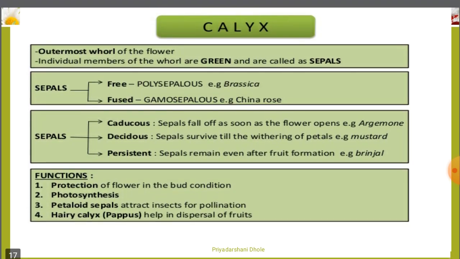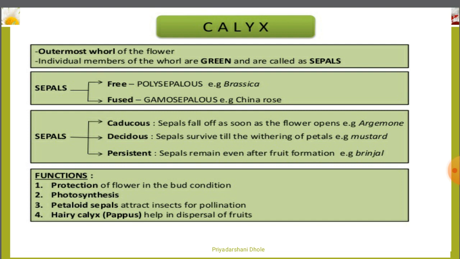Next one is the calyx, the outermost whorl of the flower. The individual member of the calyx is called a sepal. Don't confuse calyx with sepals. The calyx is also called sepals, and it is mostly green in color.